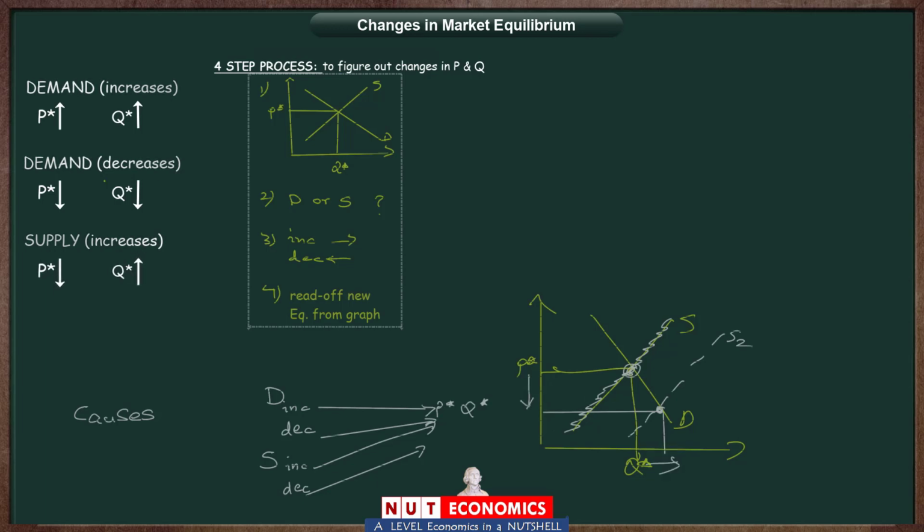the price will fall and the equilibrium quantity will increase. And then the last case, what happens if the supply of the product decreases this time? Again, same process. Start off with an initial equilibrium, price P star and quantity Q star. Now this time if the supply of the product is decreasing, decrease means shift to the left. So shift your supply curve to the left, mark out this new equilibrium point where the demand and supply are now intersecting. Read off from the graph, price will increase, quantity will fall.